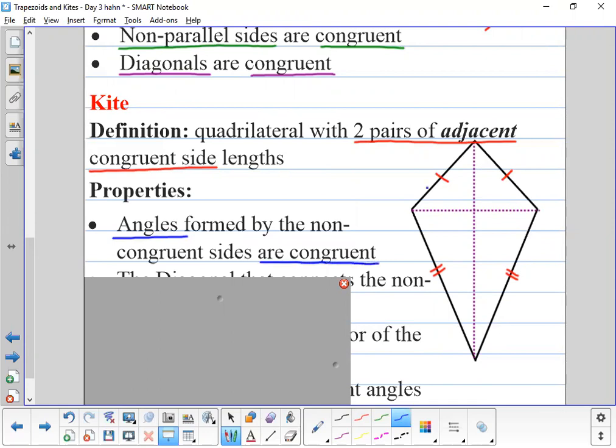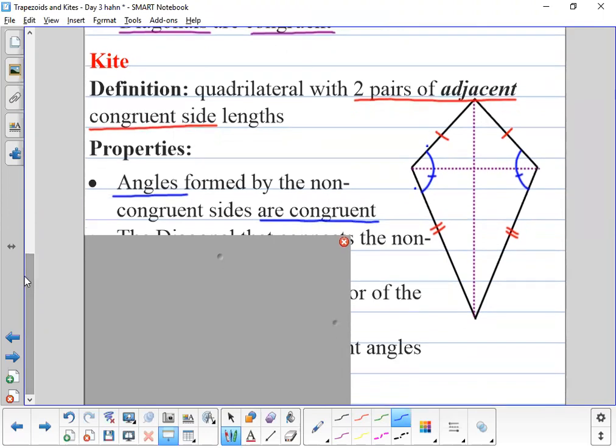So here are my two non-congruent sides. The angle formed by them would be this angle right here. So the angles that are created by the non-congruent sides are going to be congruent to each other. The other angles between the congruent sides are not congruent to each other. Now let's talk about the diagonals.